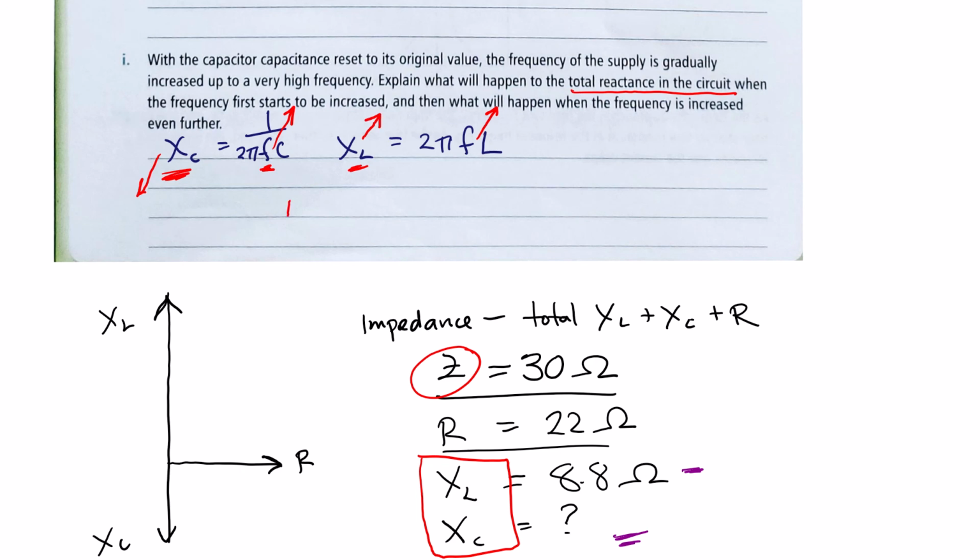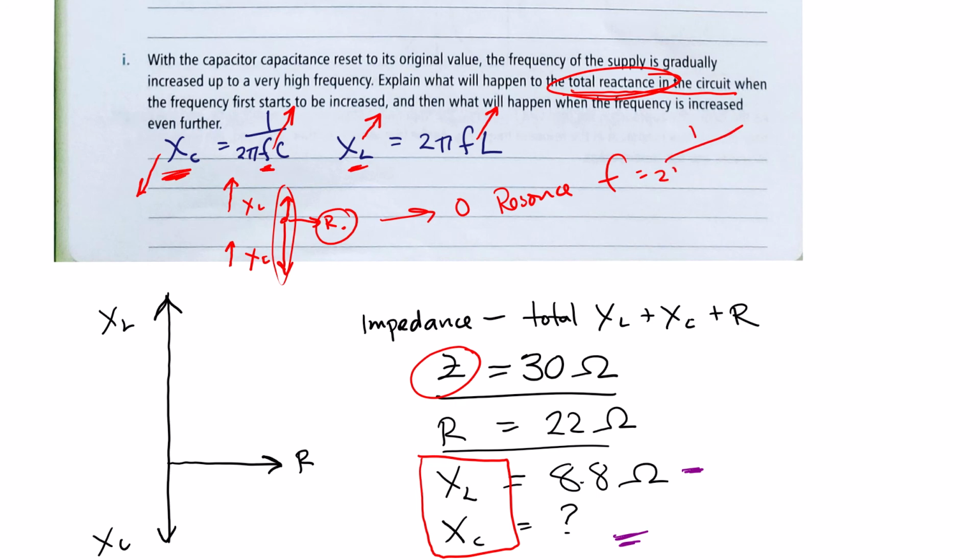So we might start out with this here, XL and XC, and our resistance. Now resistance of course doesn't change at all, so we're concerned with the total reactance in the circuit. So initially the capacitive reactance decreases and the inductive reactance increases. So initially the total reactance will tend towards zero, tend towards resonance, because when it reaches that resonance frequency, the capacitive reactance will equal the inductive reactance, and they'll cancel one another out, leaving only resistance.